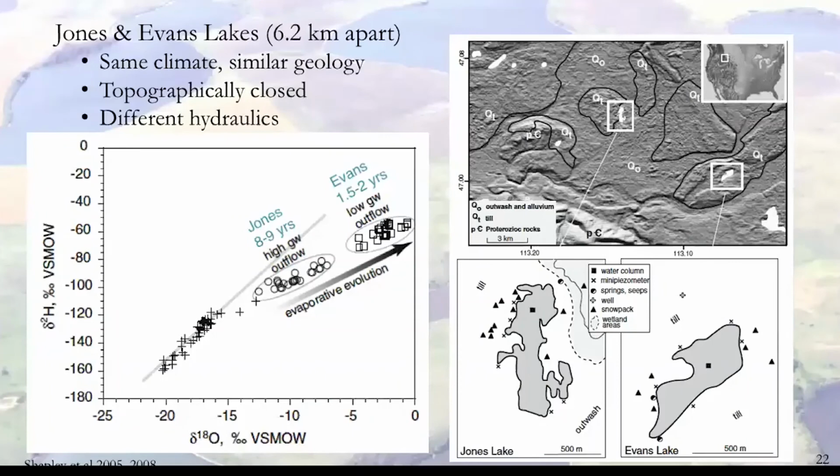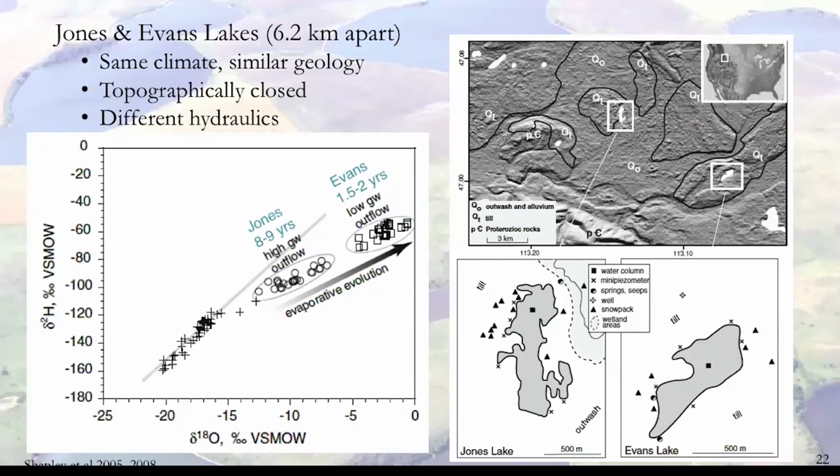Okay, so the lakes are 6 kilometers apart, have the same climate. Geology is similar, although Jones is located in a lot of glacial outwash and alluvium, whereas Evans is located wholly in the glacial till, which is much lighter, with much lower permeability. And you can see that Jones Lake has reversed that. Jones is 1.5 years, and this is 2 years residence time.